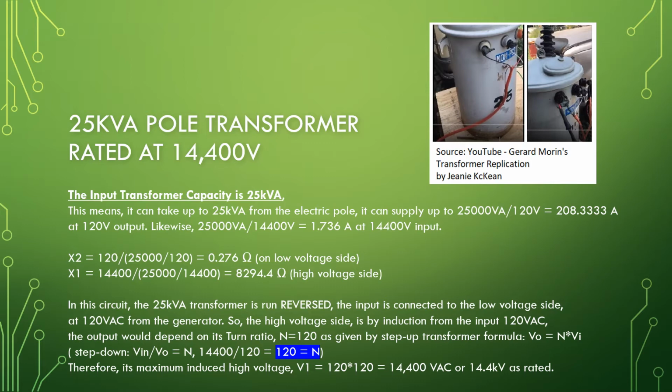V out equals N times V in. Step down: V in divided by V out equals N. 14,400 divided by 120 equals 120, equals N. Therefore, its maximum induced high voltage V1 equals 120 times 120 equals 14,400 volt AC, or 14.4 kV as rated.